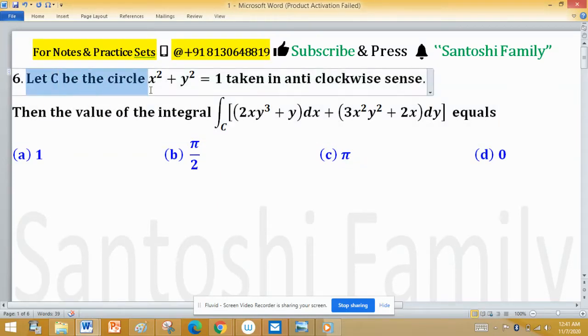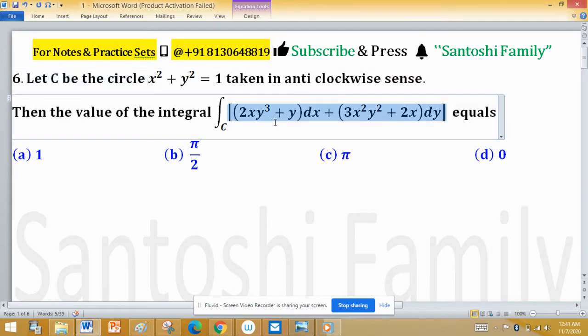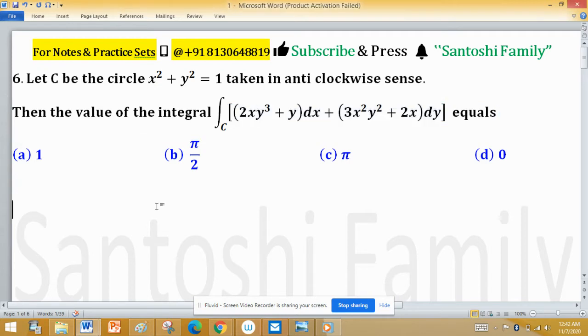Let C be the circle x square plus y square equal to 1 taken in anticlockwise sense. Then the value of the line integral over C of (2xy cube plus y) dx plus (3x square y square plus 2x) dy equals. For this question, 4 options are given to us and we have to find the correct one option.